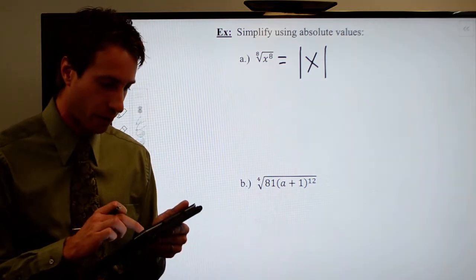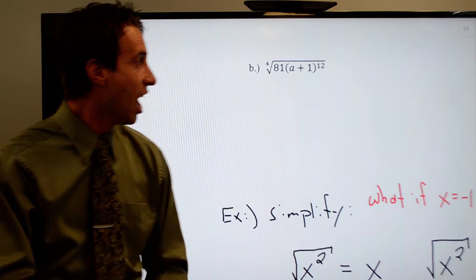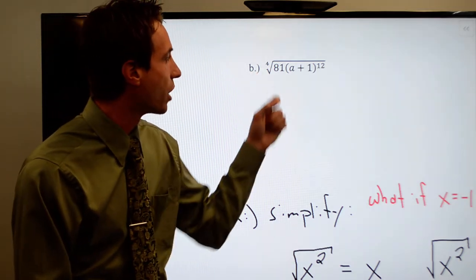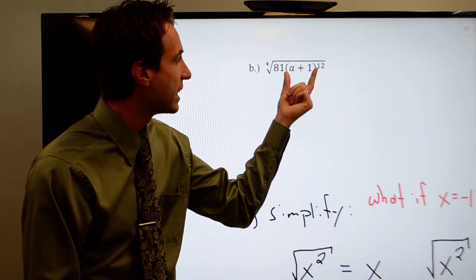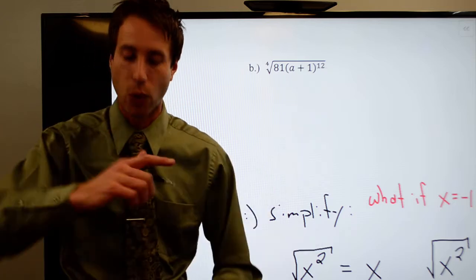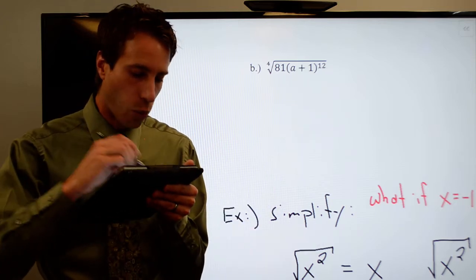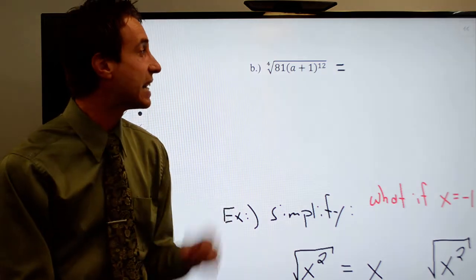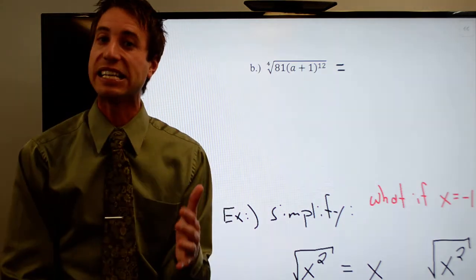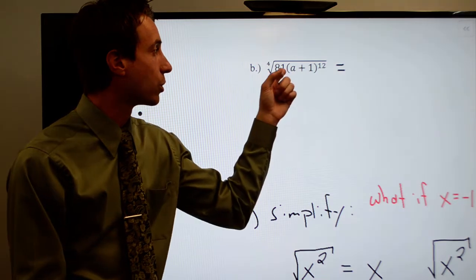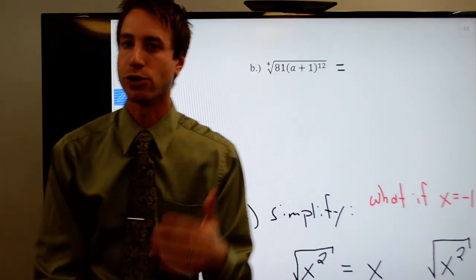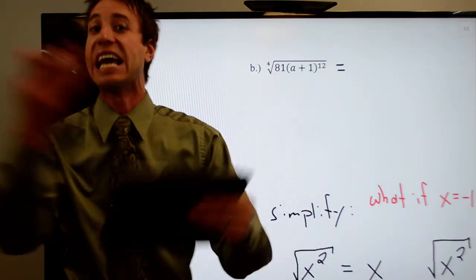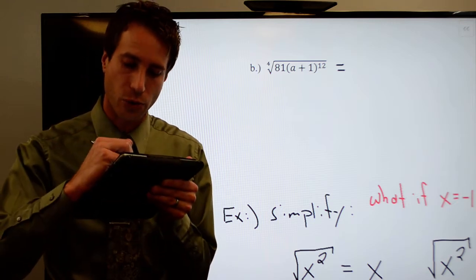Okay, the next one. Here we go. I got another one for you right here. I want you to take a fourth root of 81 and then the quantity a plus 1 to the 12th. Okay, here we go. Well, what I need is a number, and again, you can certainly use your calculator to do this, but I need a number that when it's raised to the fourth power is equal to 81. Or just go ahead and use your calculator and take the fourth root of 81. In either case, you're going to get a 3.